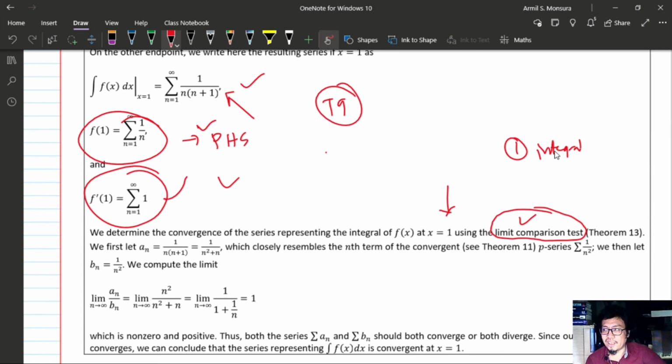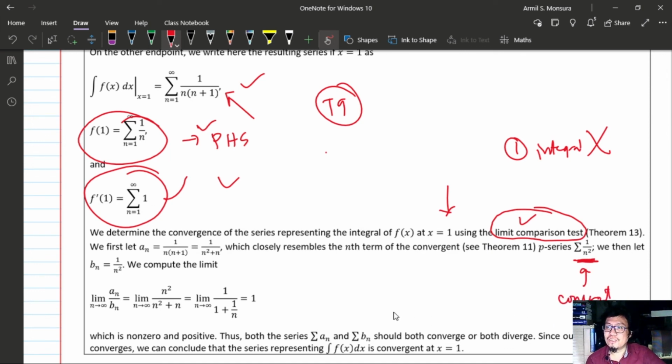So I botched this test. The only option that I have right now is the ratio or root test, which is not really consistent with the form of the a_n. So therefore, the only option that I have is direct comparison and limit comparison test. I used the limit comparison test and I compared it with the P series of this one, which is convergent.